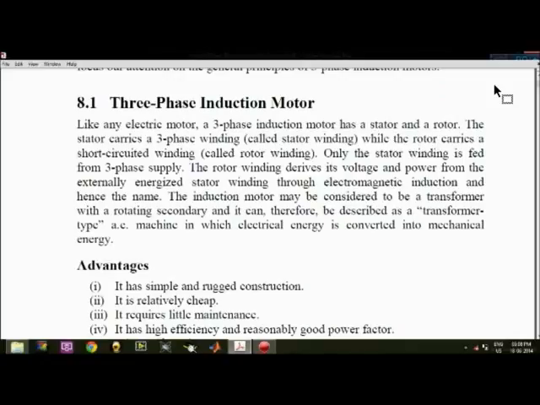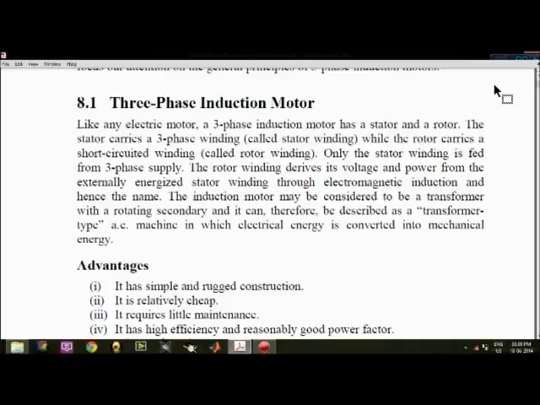Like any electric motor, a three-phase induction motor has a stator, that is a stationary part, and a rotor that rotates. The stator carries a three-phase winding called the stator winding, while the rotor carries a short-circuited winding called the rotor winding. Only the stator winding is fed with the three-phase supply. The rotor winding derives its voltage and power from the externally energized stator winding through electromagnetic induction. And in the previous videos on electromagnetic induction, we have discussed how this induction takes place from the stator to rotor.